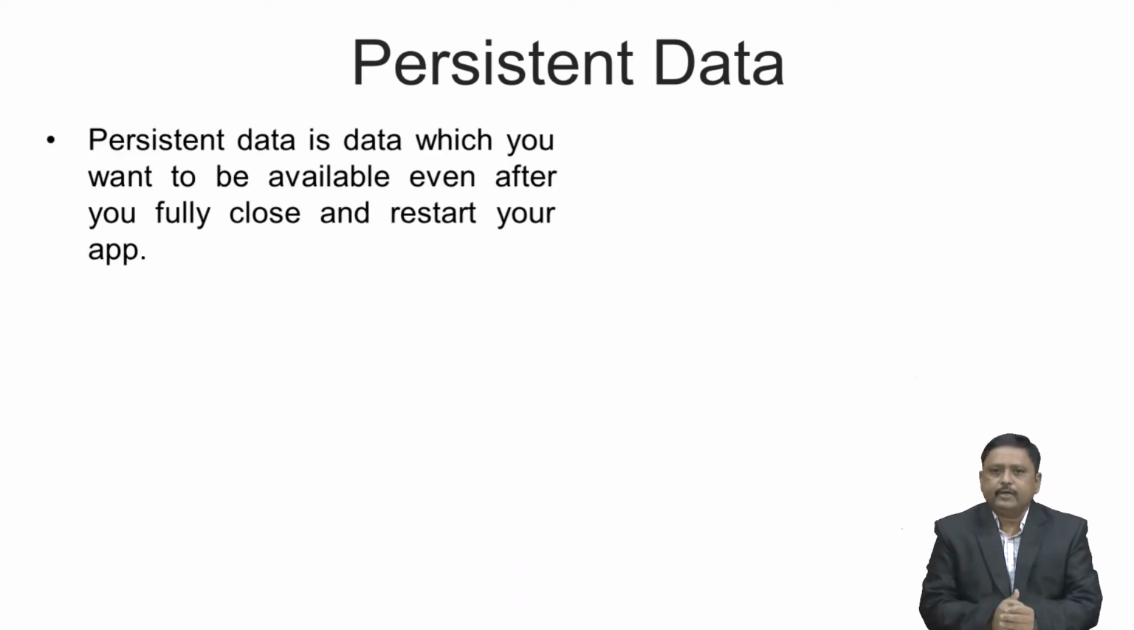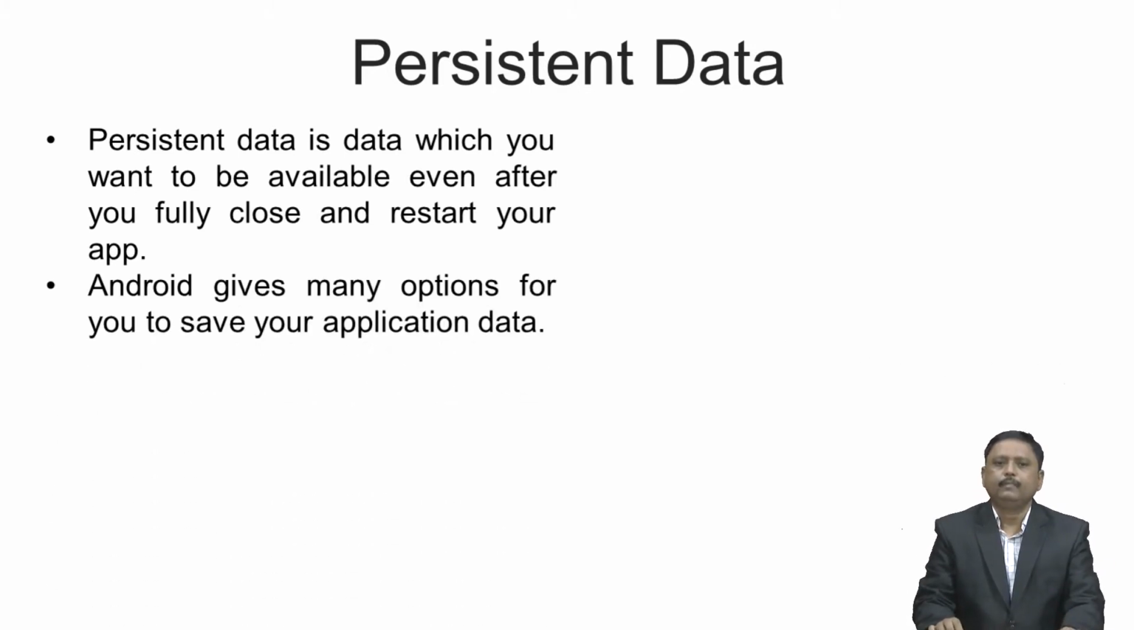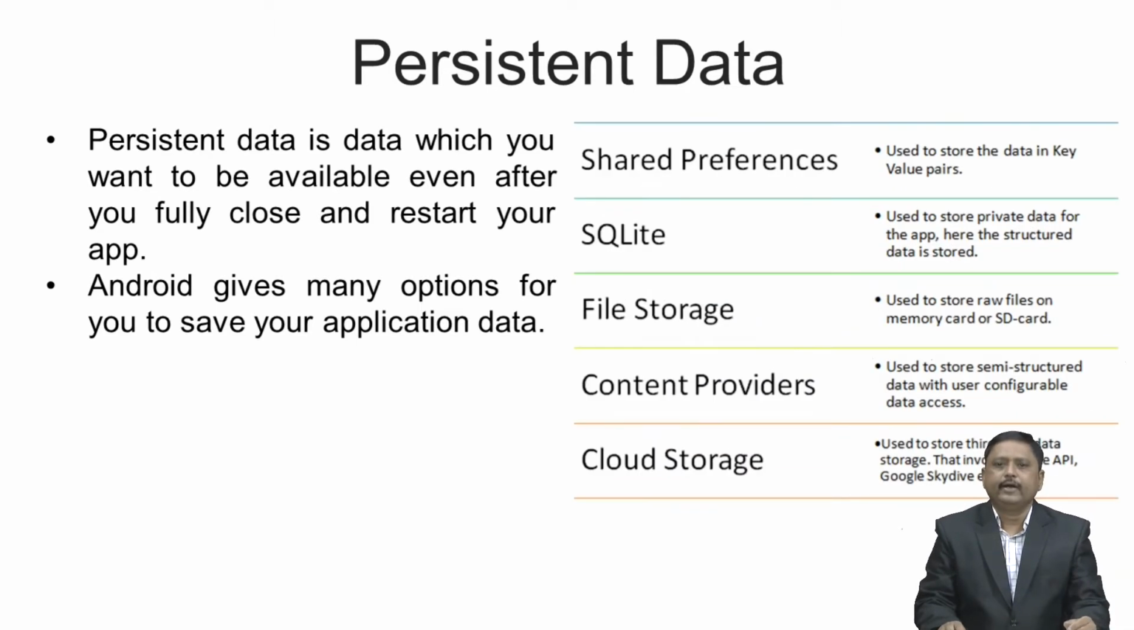Now, what is persistent data is? Persistent data is data which you want to be available even after you fully close and restart your app. If you switch off your phone and restart, the data in form of persistent data will be available even after that. Now, Android gives many options for you to save your application data as a persistent data. Now, on screen you can see various options that is available to store data persistently.